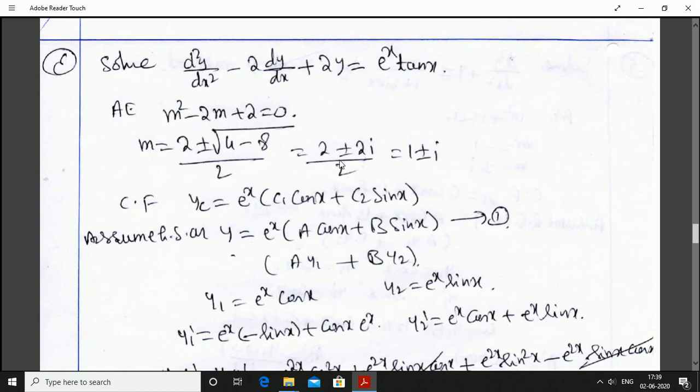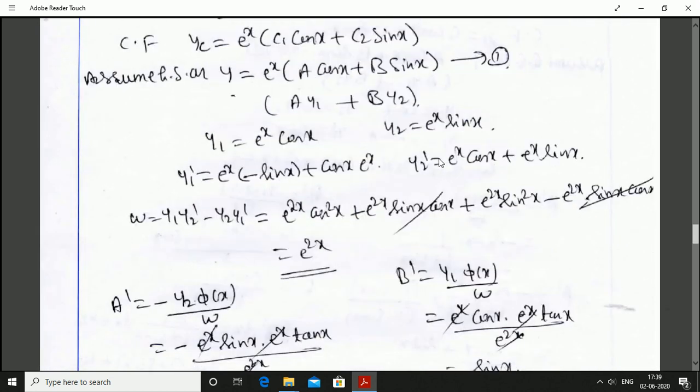Square root of minus 4 is 2i, divided by 2. So m is 1 plus or minus i. Complementary function yc is equal to e power x into c1 cos x plus c2 sin x, because it is of the form alpha plus or minus i beta with alpha equal to 1, beta equal to 1. Assume the general solution in the form y is equal to e power x into a cos x plus b sin x. I just replaced c1 and c2 by a and b.